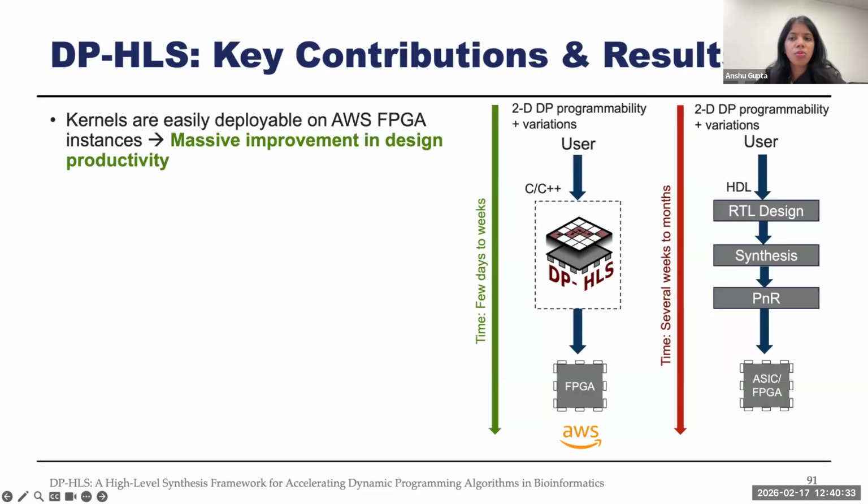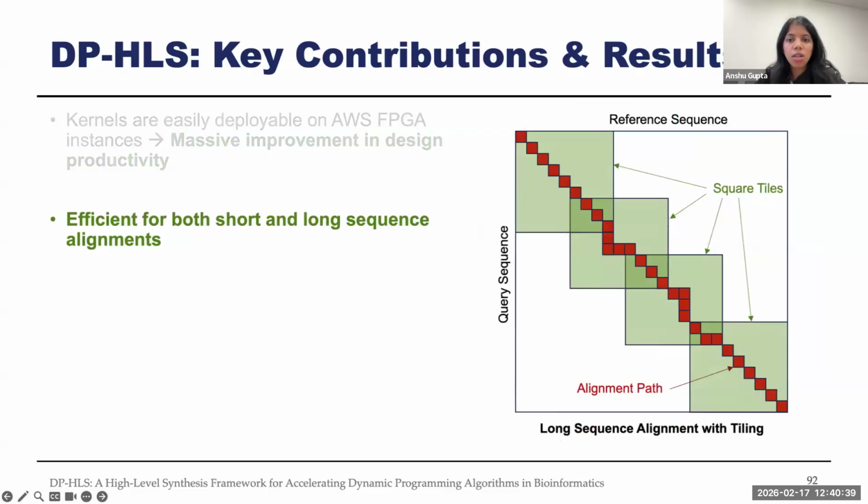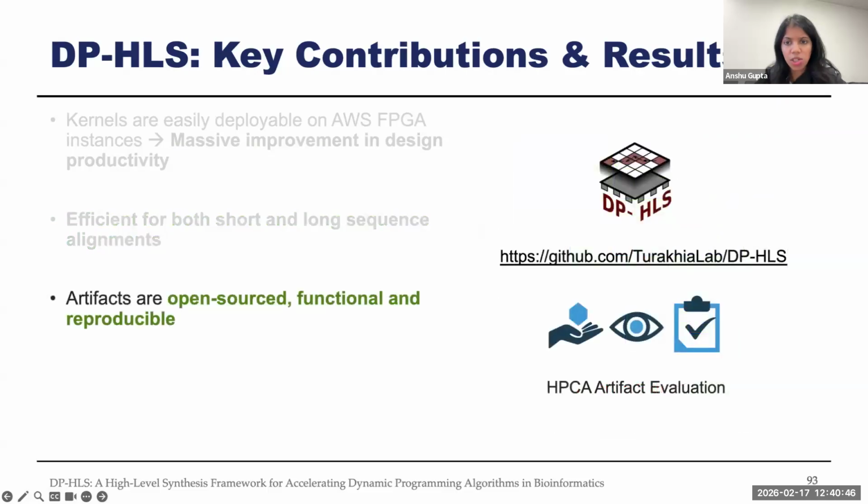DP-HLS has shown massive improvement in design productivity, and the kernels can easily be deployed on AWS FPGA instances. Also, DP-HLS supports both short and long sequence alignments through tiling-based approaches. Now, DP-HLS artifacts are open sourced, functional, and reproducible. So for more details, you can also look up the GitHub repository.